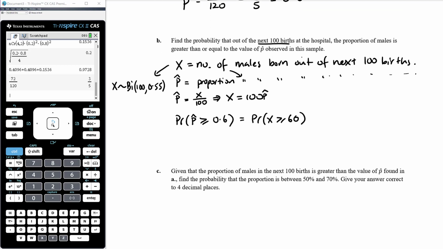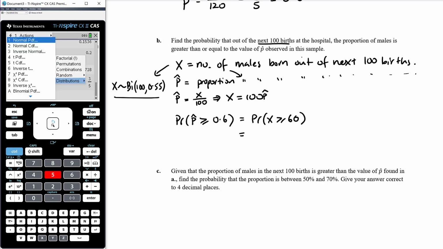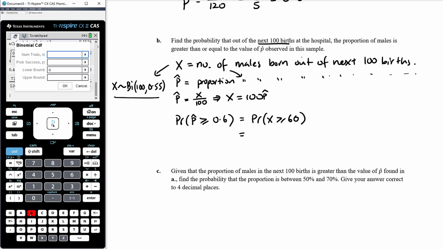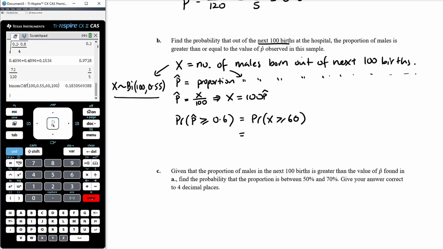So given this binomial distribution, we want to work out this probability. We've been doing this for a long time now. So menu, 5, 5, B, binomial CDF, n is 100, probability of success is 0.55, the probability of a baby being born male in this hospital, the lower bound is 60, and the upper bound is 100. And that probability, to 4 decimal places, is approximately 0.1831.